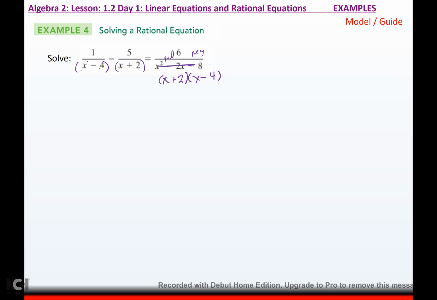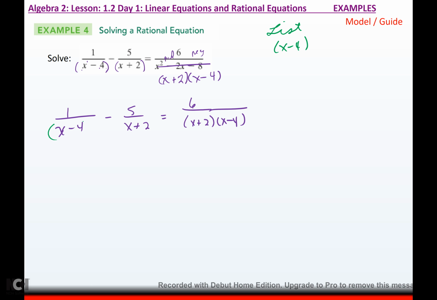So, in my list, I'm going to rewrite this: 1 over x minus 4 minus 5 over x plus 2 equals 6 over x plus 2 times x minus 4. Yes? So your first step is, again, always to factor every denominator that you can. Then make your list. My first fraction has a denominator of x minus 4, so if I put that in my list, that'll take care of them both. The next factor I see is an x plus 2, which will take care of every x plus 2 in the denominators. So that's my list.